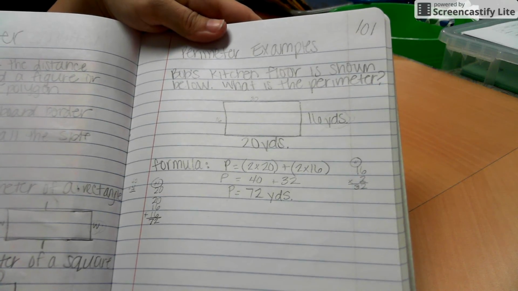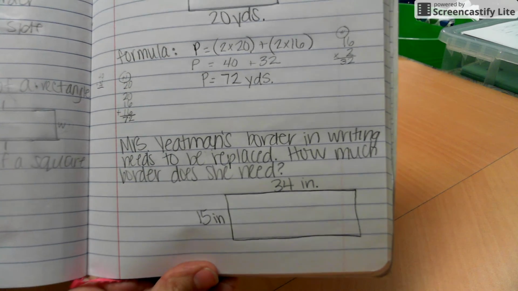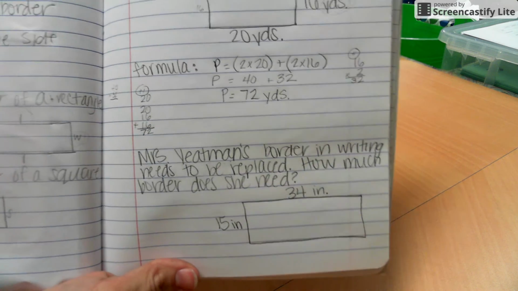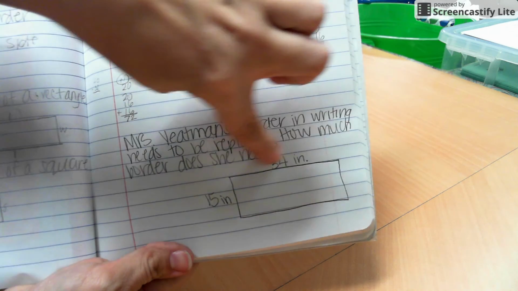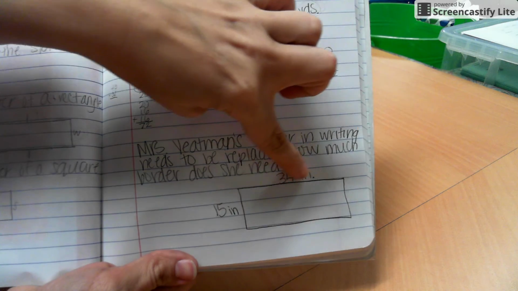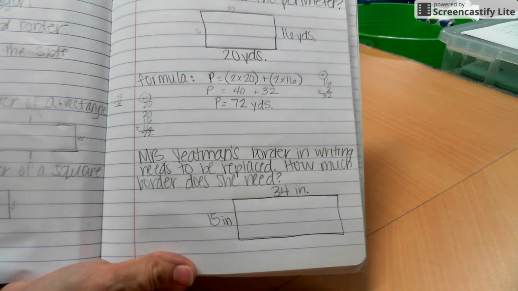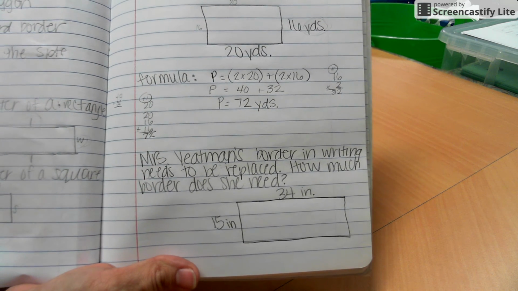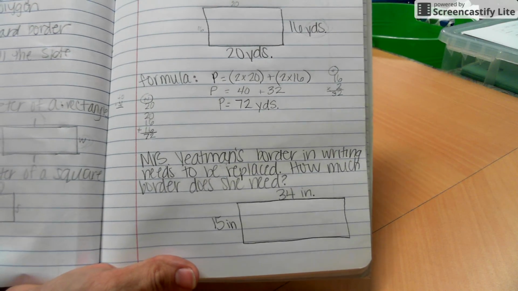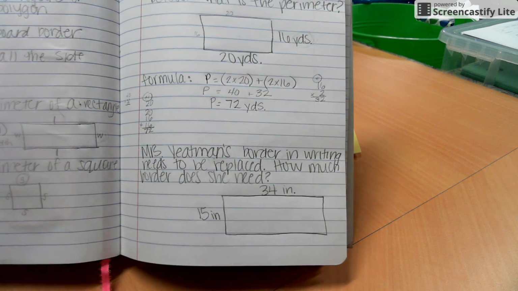Make sure you have that written down, and I'm going to write another example for you to try on your own. All right, so we're going to copy this problem down. Miss Yateman's border and writing needs to be replaced. How much border does she need? And then here's her bulletin board right here. And her border around the rim needs to be replaced. So here's her length of border. Here's her width. So what you're going to do is you are going to write a formula or equation to match the perimeter and then solve it. So go ahead and pause and do that now, and then we're going to check it.